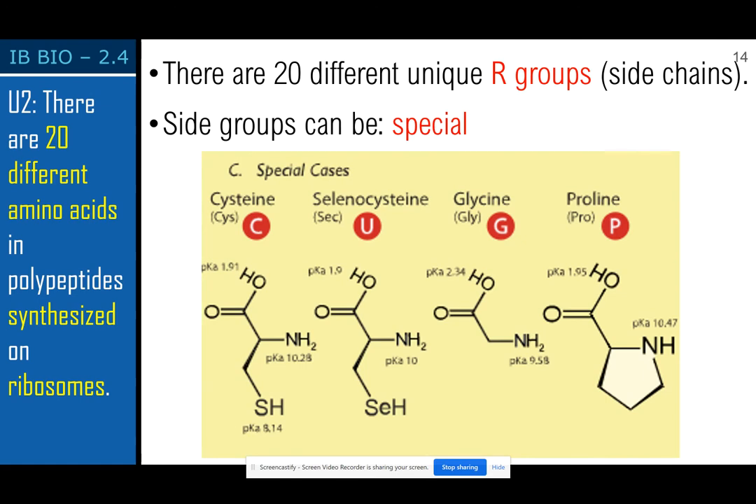They can also be special. Cysteine, selenocysteine, glycine, and proline, they're special cases. You don't really need to know why they're special. You just need to know that there are exceptions to every rule, and amino acids are no exception. Here are our special cases.